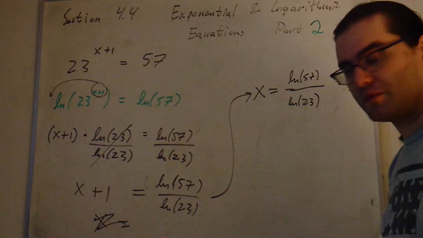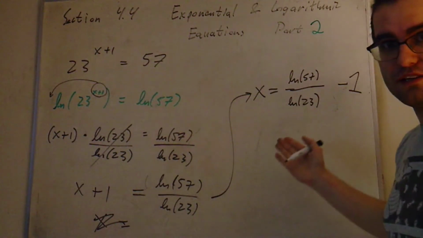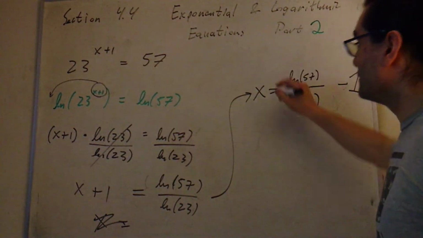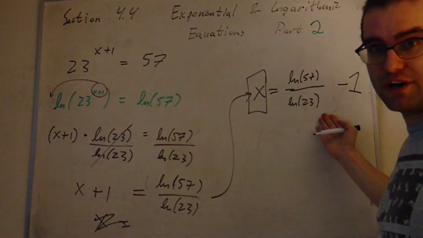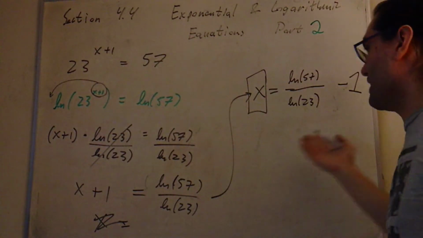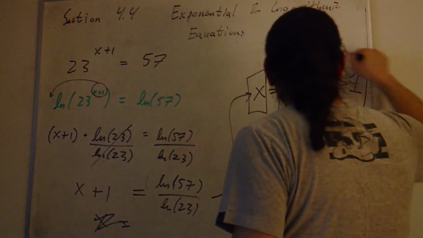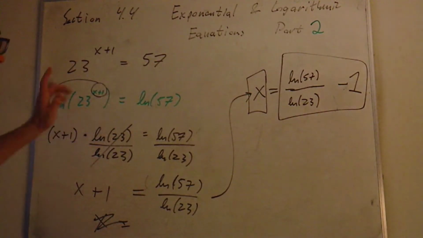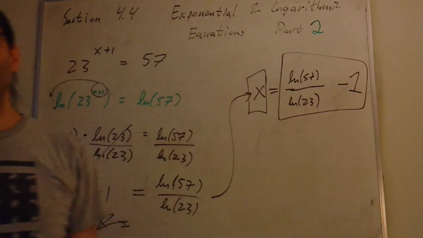And some of you might be thinking, that's not a solution. I have no idea what number that is. And my response is, it is a solution because x is isolated. I don't care what number this is. It's a number. I promise. So, this is your solution to this problem. If 23 to the x plus 1 equals 57, then I know that x is ln 57 over ln 23 minus 1.